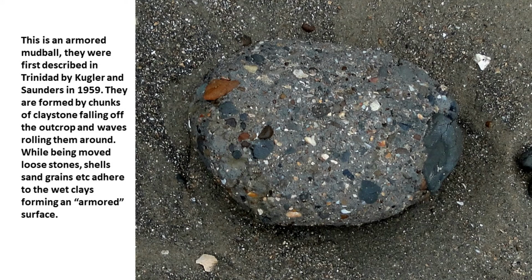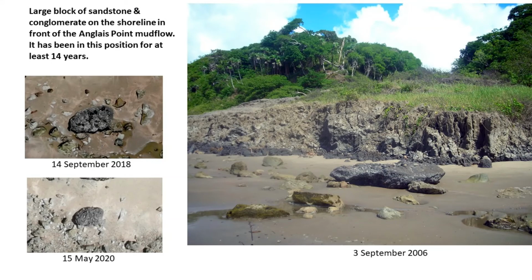This is an armored mudball. They were first described in Trinidad by Copeland Saunders in 1940. They are formed by chunks of claystone falling off the outcrop and waves rolling them around. While being moved around, loose stones, shells, sand grains, etc. adhere to the wet clays, forming an armored surface.